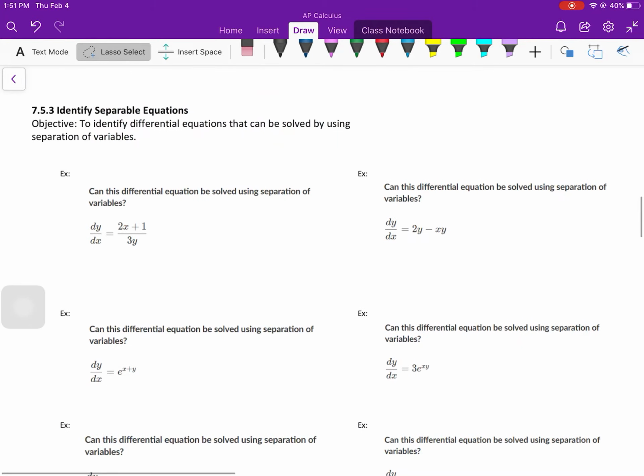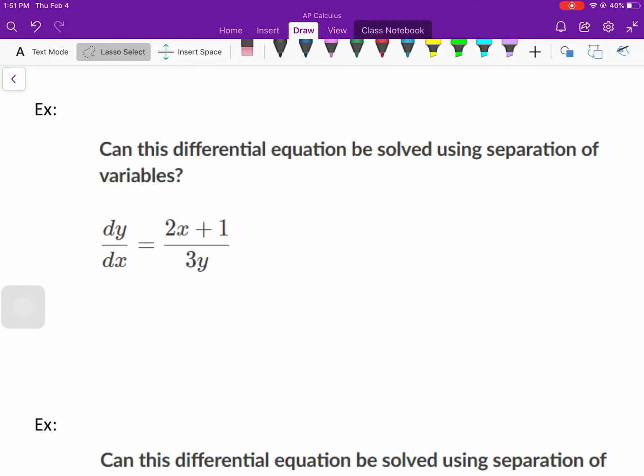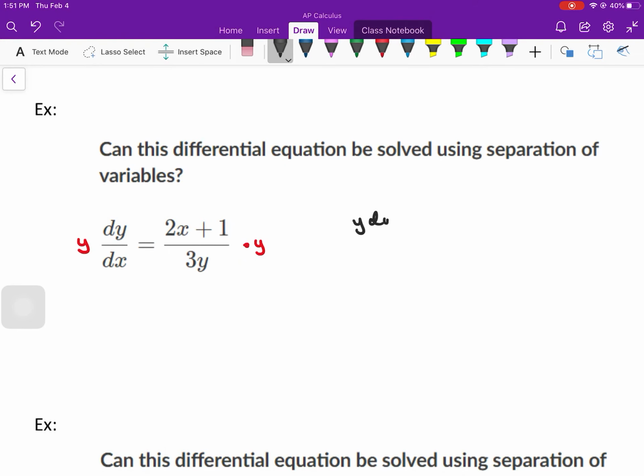So let's take a look. That's what this whole assignment's about. Is there a way we can separate the x and the y by multiplication or division? So here we could multiply the y to the other side, and you would end up with y dy equals 2x plus 1 over 3 dx. And then you just integrate. So that was a successful version of separation of variables. We're able to multiply the y over to the other side.